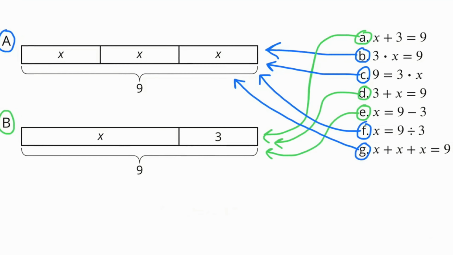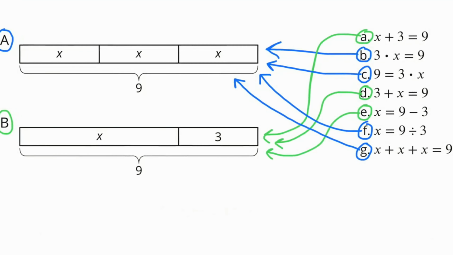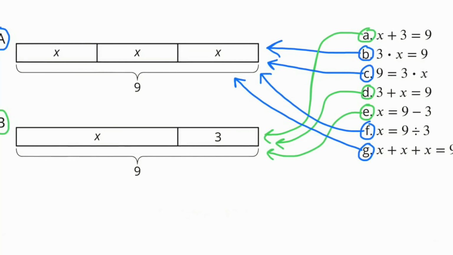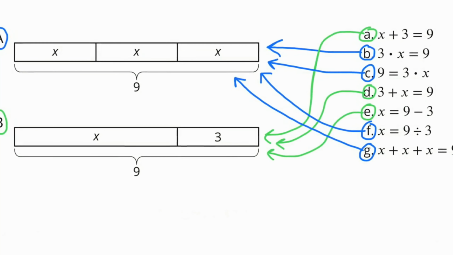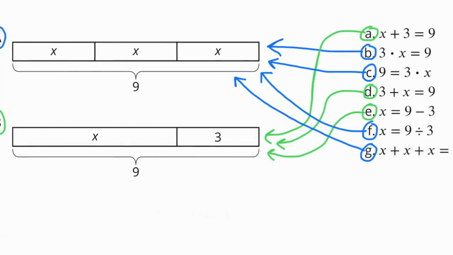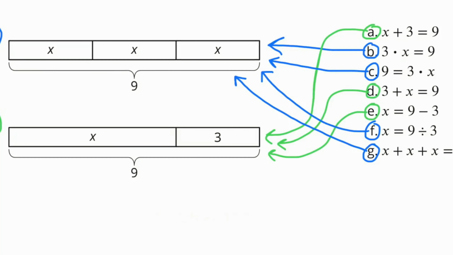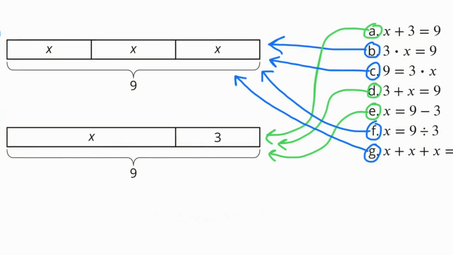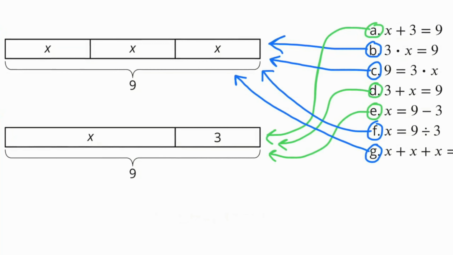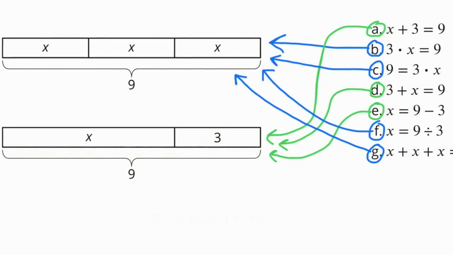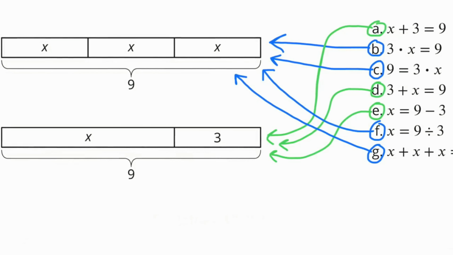D. 3 plus x equals 9. That would be matched with diagram B. E. x equals 9 minus 3. That would also be matched with diagram B. F. x equals 9 divided by 3. That would be matched with diagram A. G. x plus x plus x equals 9. That would also be matched with diagram A.